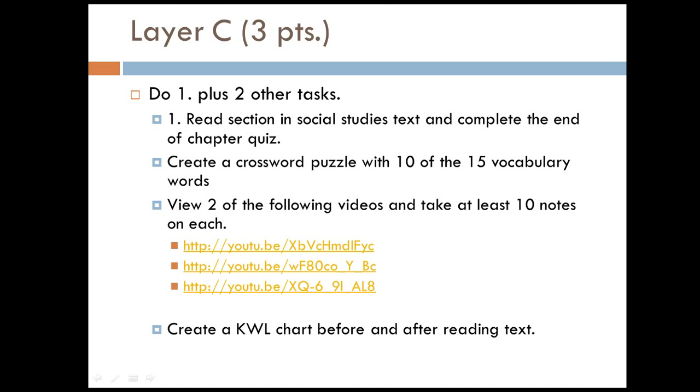Layer C. In this layer, students must do number 1 plus 2 other tasks. Number 1 is read the section in the social studies text and complete the end of chapter quiz. Some of the other tasks they may choose from are creating a crossword puzzle with 10 of the 15 vocabulary words, or they may view 2 of the following videos and take at least 10 notes on each, and create a know, want to know, learn chart before and after reading their text.